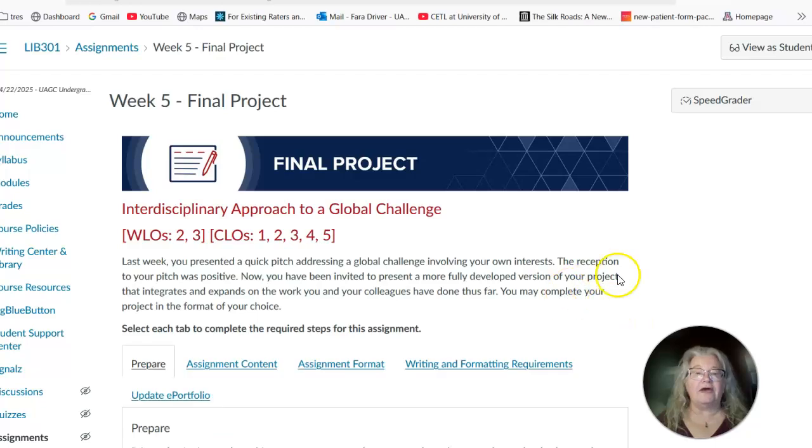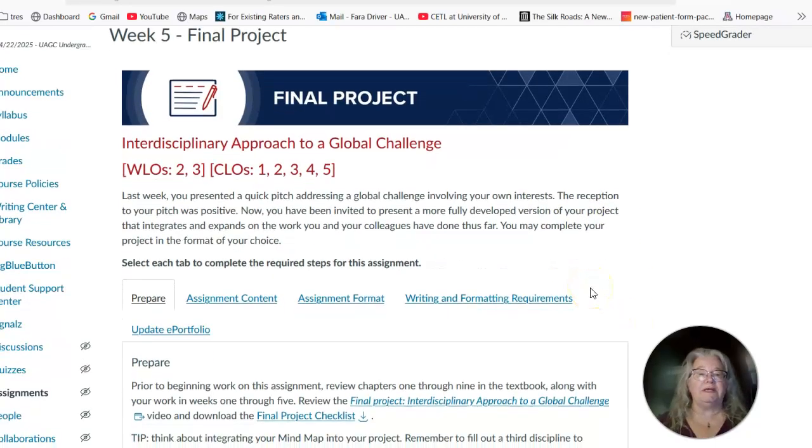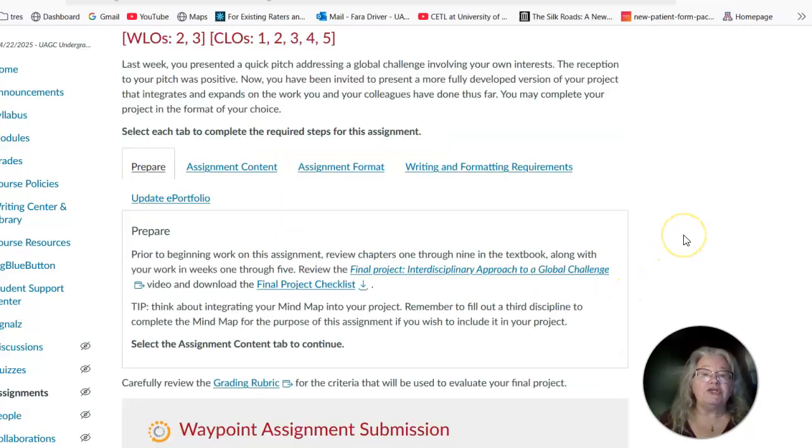Okay, so this is the final project. And the reason I'm bringing it to you is because you're building on this from the beginning of the course. So you need to go ahead and have some working understanding of what it is. You'll notice it is focused specifically on weekly learning outcomes 2 and 3 for week 5, but then the CLOs, all 5 of the CLOs for the course itself. And it is a multi-structured project. You've got a lot of things to make decisions about in it, which is why I want you to go ahead and start looking at it.